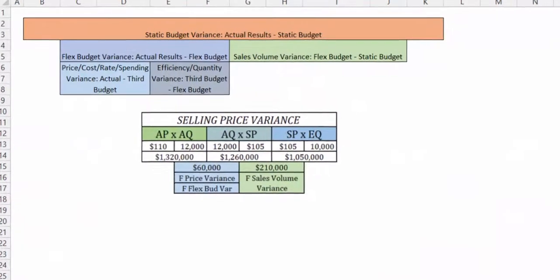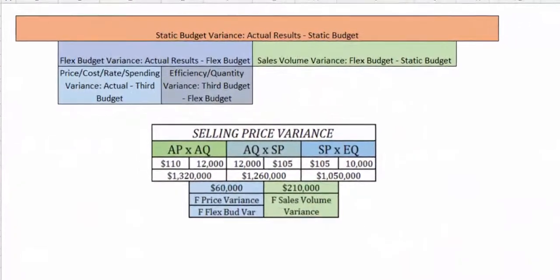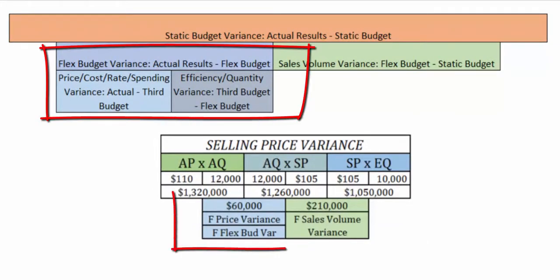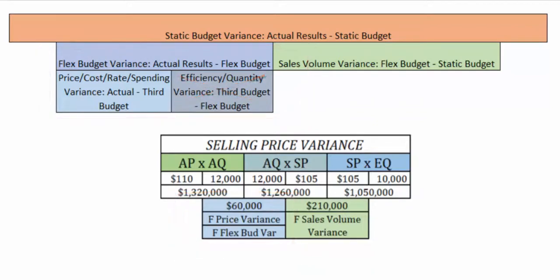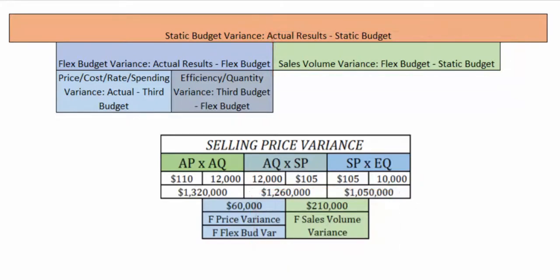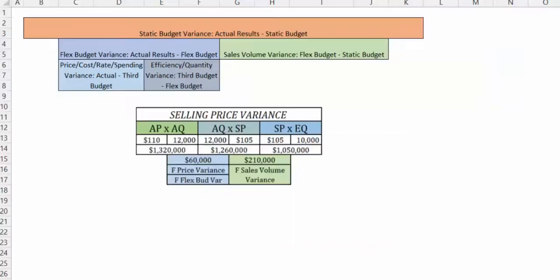And if we compare it to our little map of how the variances work, you can see that the $60,000 price variance actually is also the flex budget variance. There is no efficiency variance on our selling price. And the sales volume variance, those two together add up to the static budget variance, but they also match what we're talking about in this little map.